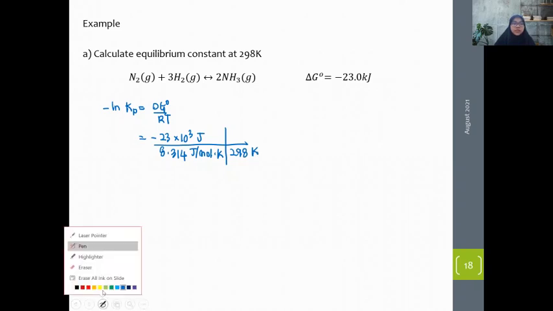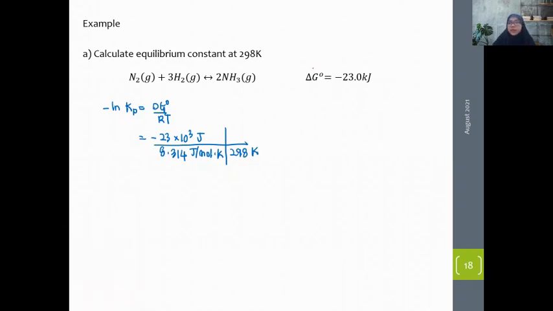Since the change of the Gibbs energy is based on the reaction, you may insert the mole into this value to represent that the change of the energy is based on the reaction. So for the Kp, once you calculate, the answer is 10.75 to the power of 3.